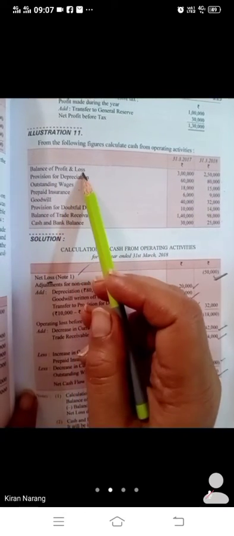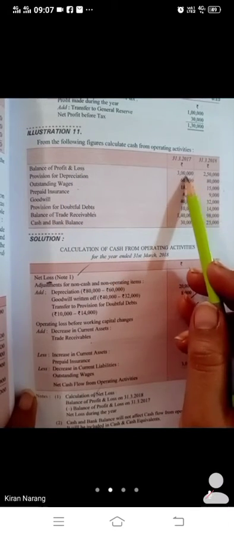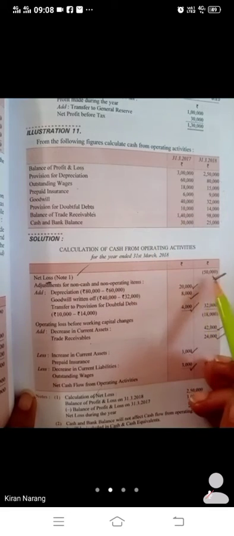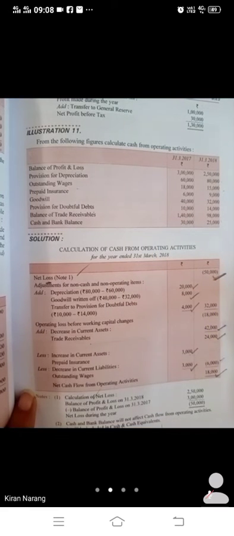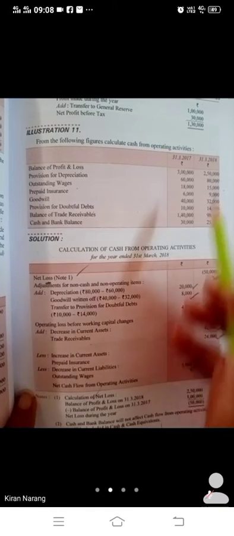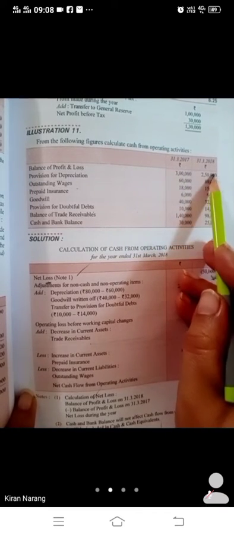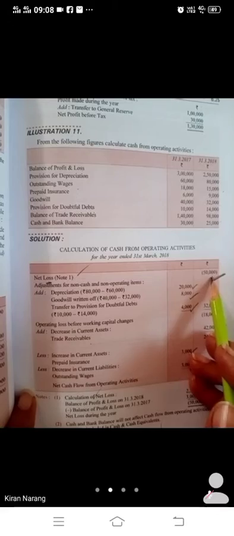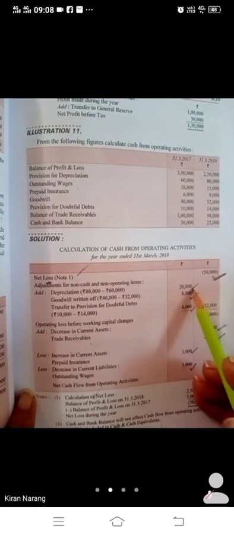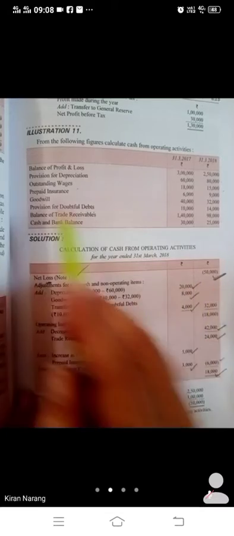The balance of profit and loss, 17 and 18. There is a deduction of 50,000, so this is a loss. You will put that figure in brackets, which indicates loss, because the profit is reducing, that means it is a loss. Then provision for depreciation, the difference is 20,000. You will add this up.